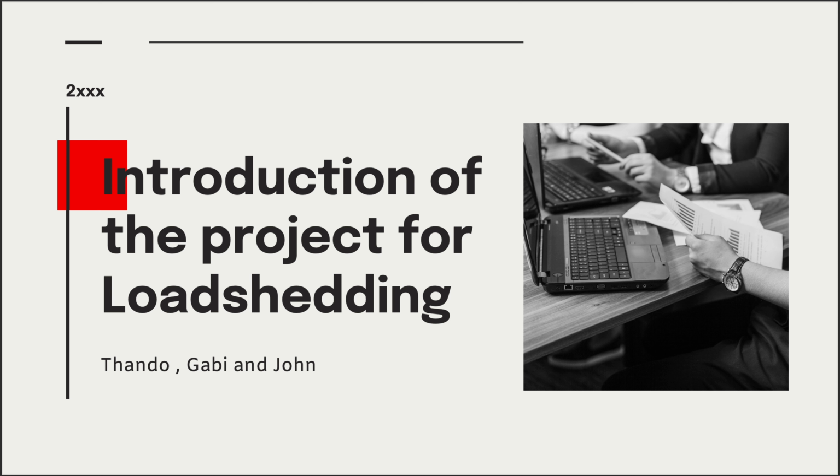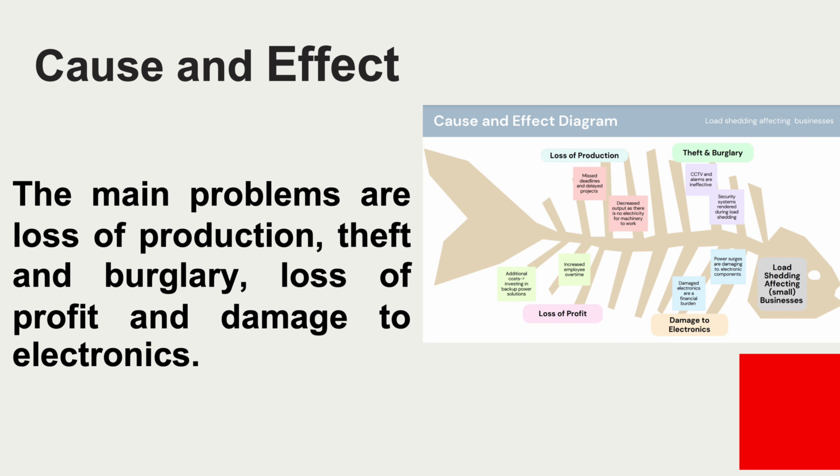We will be elaborating on how load shedding affects small businesses and how innovation plays a role in mitigating those issues. The cause and effect diagram showcases the problems that arise with load shedding for small businesses. The main problems are loss of production, theft and burglary, loss of profit, and damage to electronics.